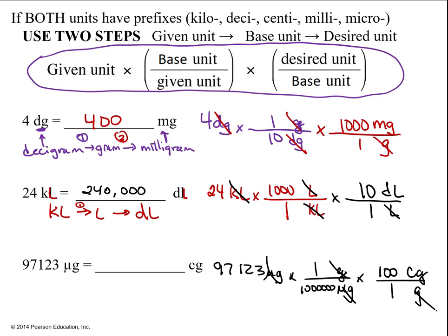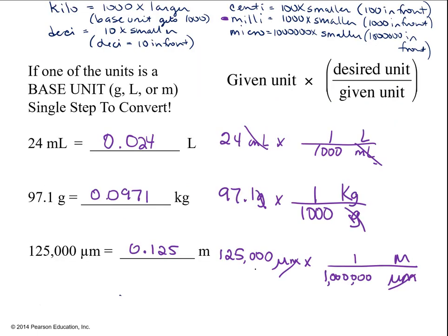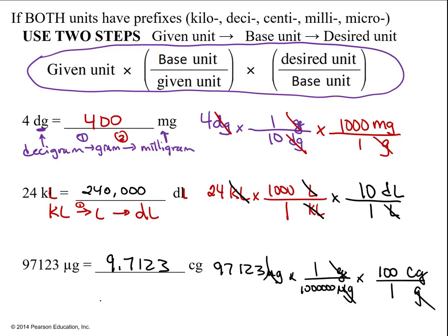And so in doing this, what did you end up with? 9.7123. Everybody get that? Okay? This is as hard as that gets. It doesn't get any harder in doing unit conversions than this. One step, if we're talking about a base unit as one of the values, so if you have just grams or liters or meters only as one of your unit values, you can do it in a single step. But if you have 2 prefixed units, then just do it in 2 steps.